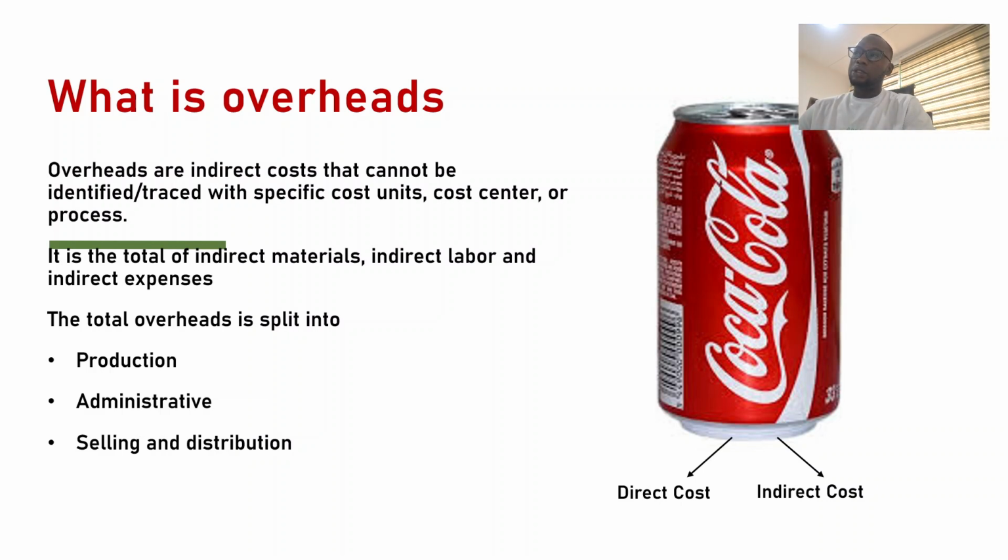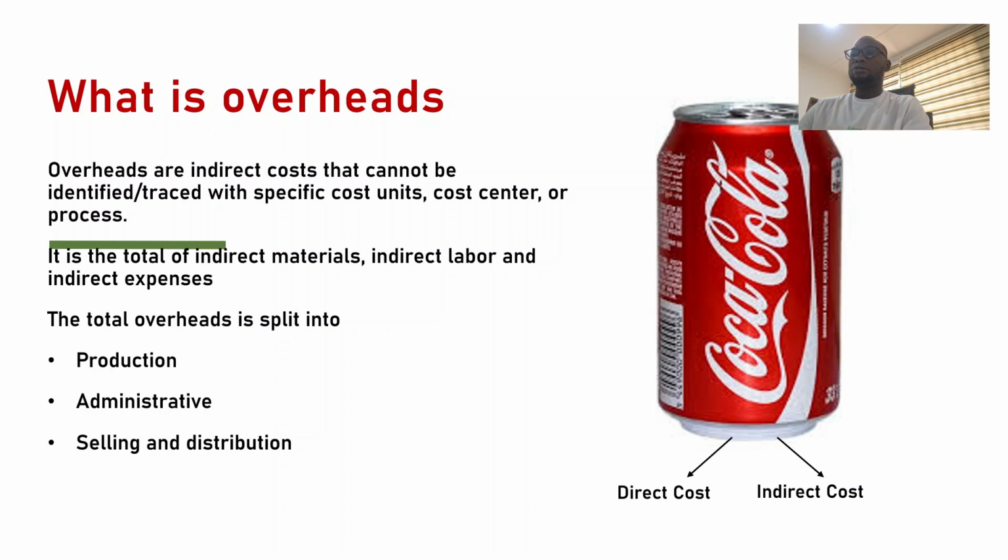What about the indirect cost? The indirect costs are costs that we cannot trace directly to the Coca-Cola, but they are incurred in the production of the Coca-Cola. When we aggregate or total these indirect costs, we call them overheads. I hope you get the understanding. So the total of all the indirect materials, all the indirect labor, and all the indirect expenses that go into the Coca-Cola production is termed overheads.